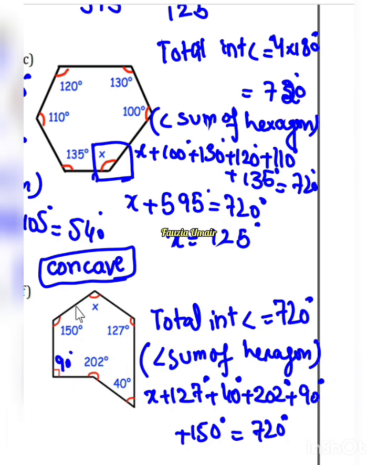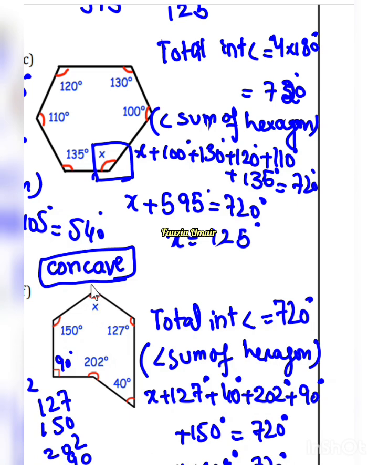So if I add all these angles, I'm going to do it in the rough work: 127, 150, 202, 90 and 40. I'm adding these so that there is no chance of mistake. So this is 9. This is 13. 13 plus 2 is 15 and 20. 2 carry. So this is 609. So I will say x plus 609 is equal to 720 degrees.